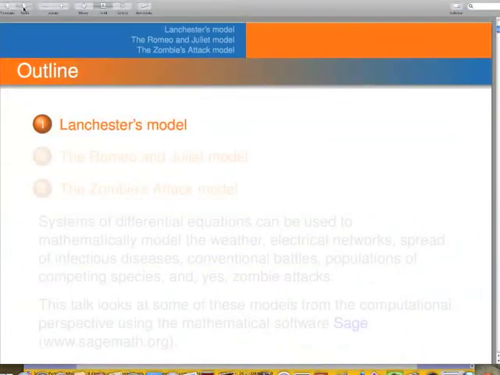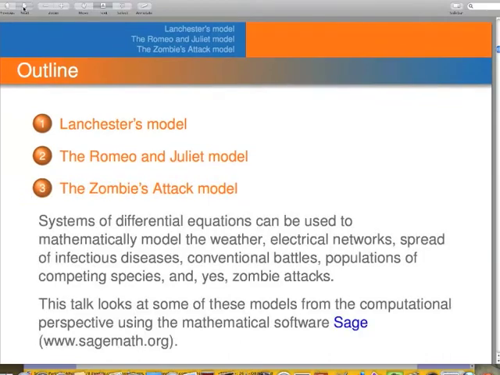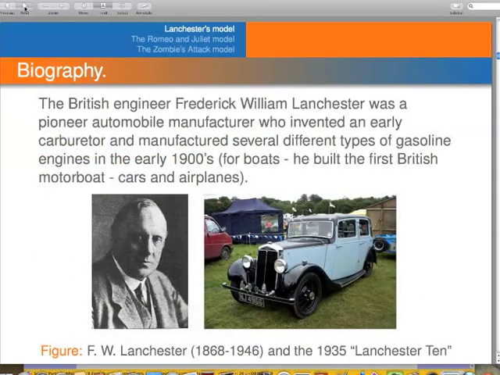We'll start with Lancaster's model. Then we'll go to the Romeo and Juliet model, and the zombie attack model. This is the last one. You can use differential equations to model the weather, electrical networks, spread of infectious diseases, conventional battles, populations of competing species, and even zombie attacks. And we'll look at some of these using Sage.